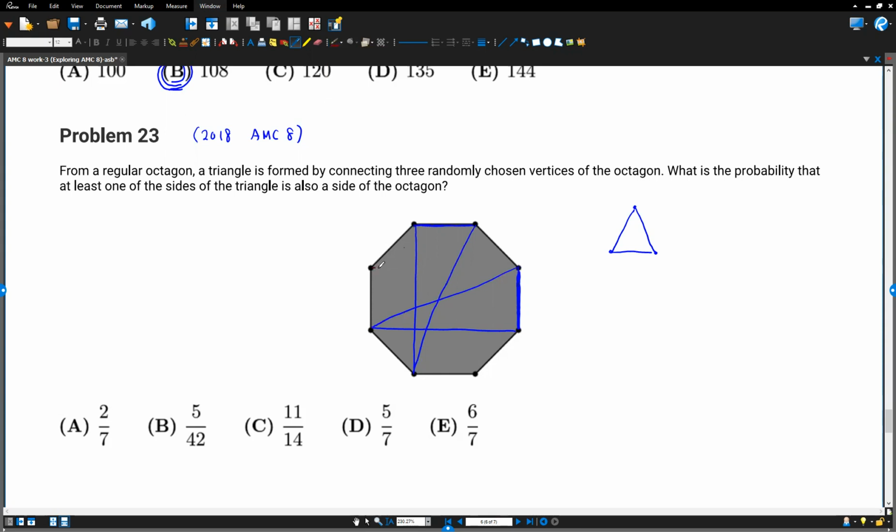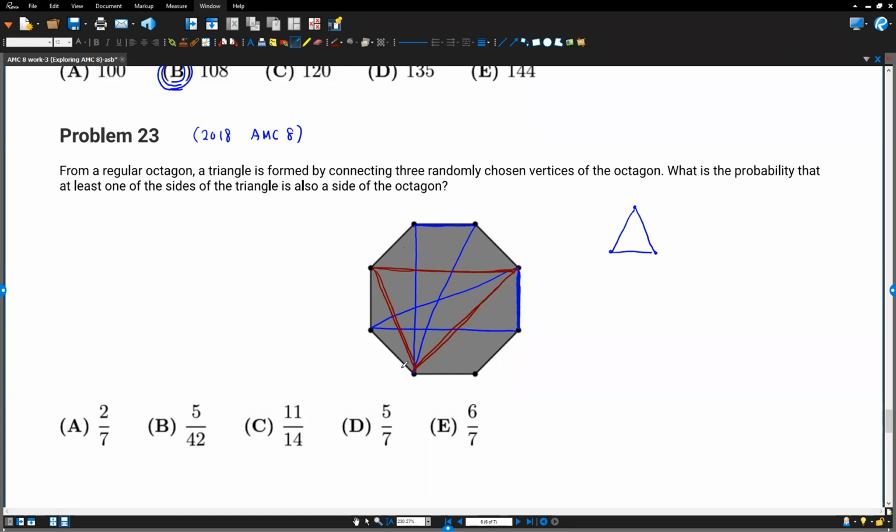If you have this point, this point, and this point, this is also a triangle with 3 points, but this does not satisfy the conditions. No side is on the octagon's side. This is not an octagon side, this is not, this is not. So this triangle is not good for us.